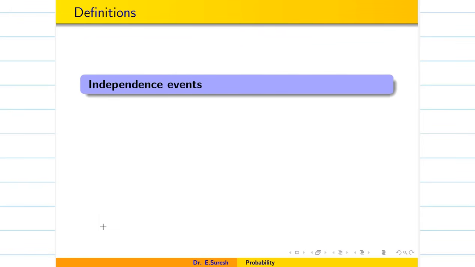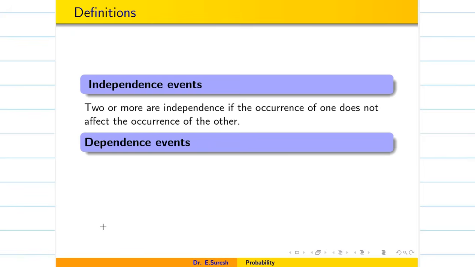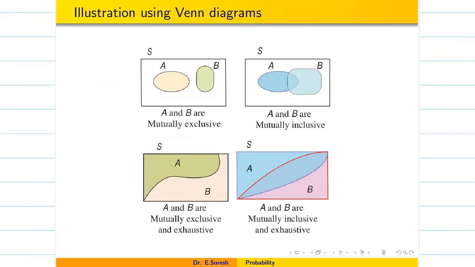Next we are going to see about independent events. If there is an event which is called independent, we can say there is some event dependent. If two or more events are independent, then the occurrence of one event does not affect the occurrence of the other. Then it is called an independent event.